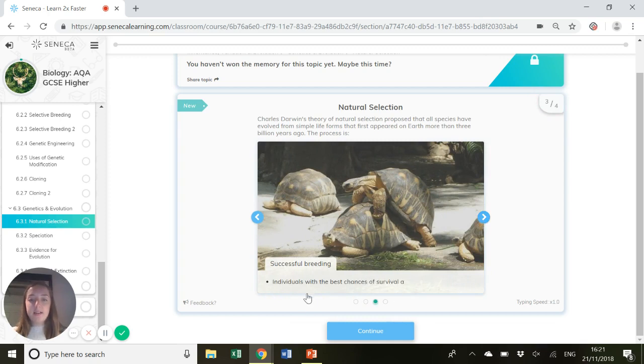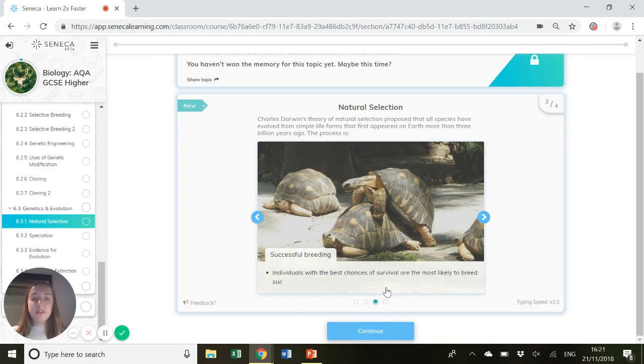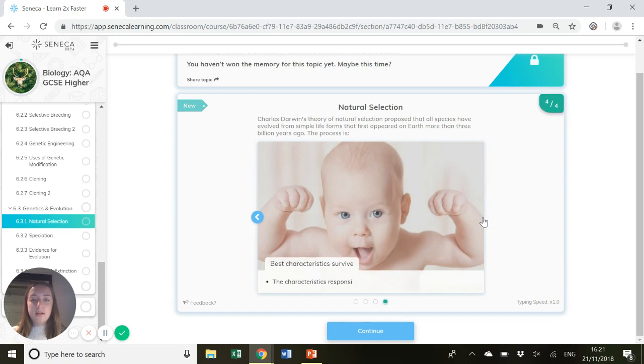Successful breeding. Individuals with the best chance of survival are more likely to breed successfully because they survive. So an elephant that has a longer trunk is more likely to survive and more likely to breed successfully. So these best characteristics survive. The characteristics responsible for the greater chance of survival are more likely to be passed on to the next generation.